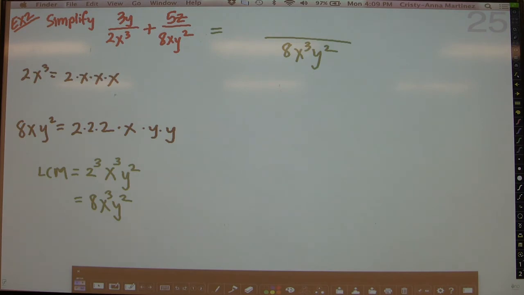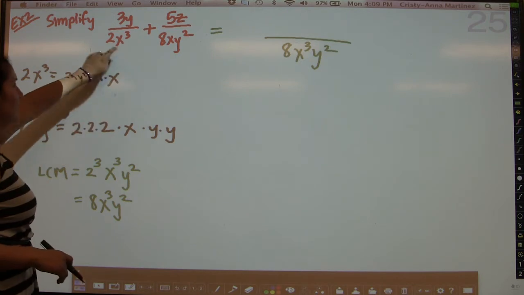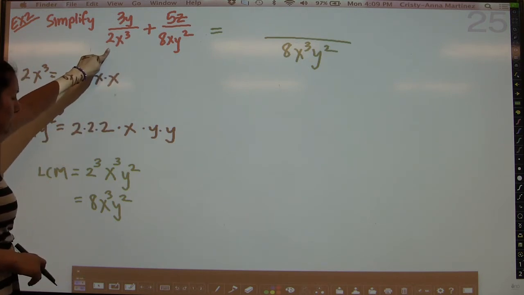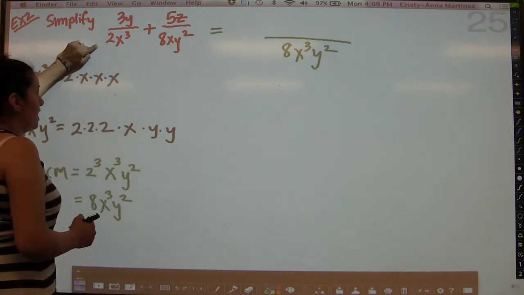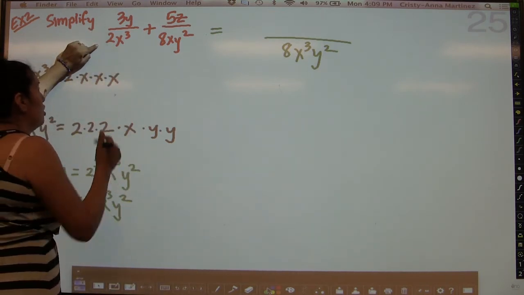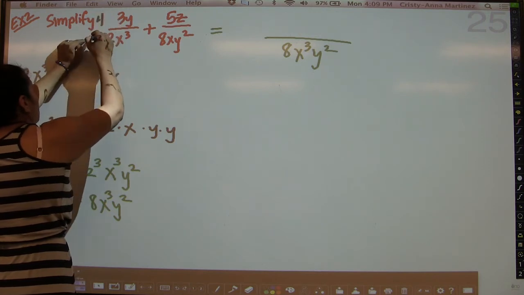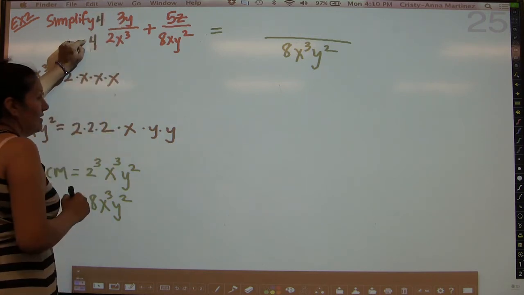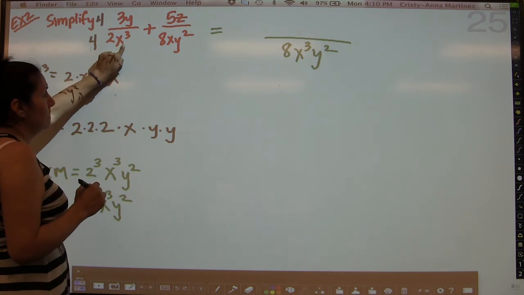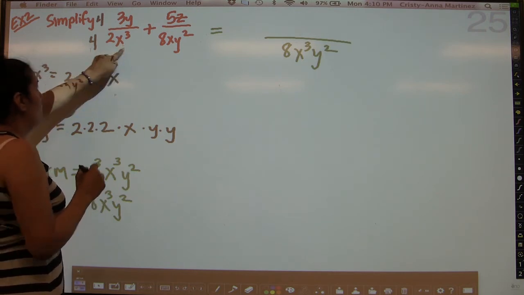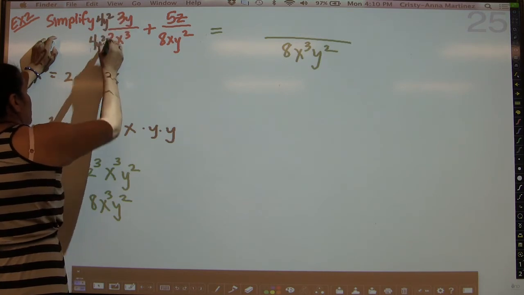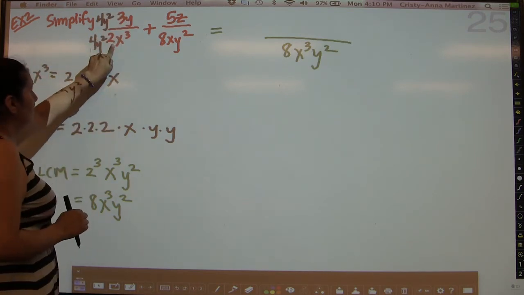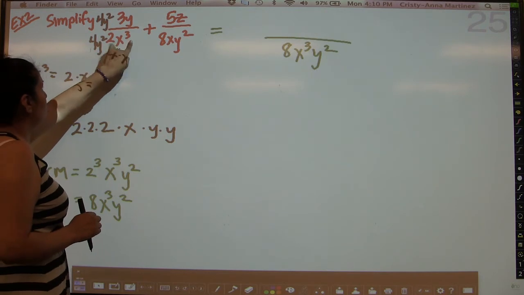However, the question becomes, how do I get that from both of these denominators? Because this has a 2x cubed, so what is it missing? We need to multiply the top and the bottom of this fraction by whatever factors it's missing. We need to multiply it by 4, because 4 times 2 will give us the 8. It already has an x cubed, so we need to multiply it by y squared. That way you get 4 times 2 is 8, 8x cubed, and then the y squared.